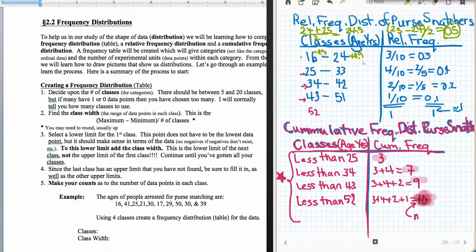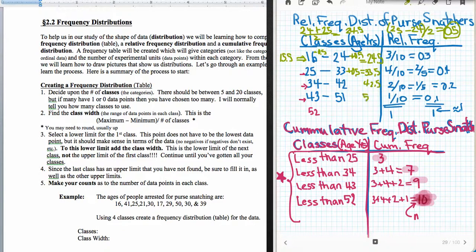So what we see here is that the boundary over here is equal to 24.5, which you see is exactly what we got here. And this boundary over here is going to be 16 minus 0.5, which is 15.5. And then this boundary here is 33 plus 0.5. And that makes this 33.5. And we can keep doing that all the way down so that we get 42.5 here and we get 51.5 here.